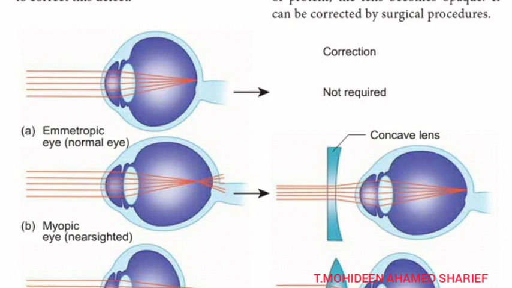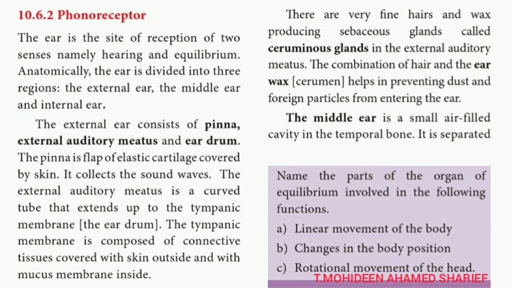Astigmatism is due to the rough, irregular curvature of the cornea and lens. Cylindrical lenses are used to correct this error. Cataract is due to changes in the nature of protein, and the lens becomes opaque. It can be corrected by surgical procedures.